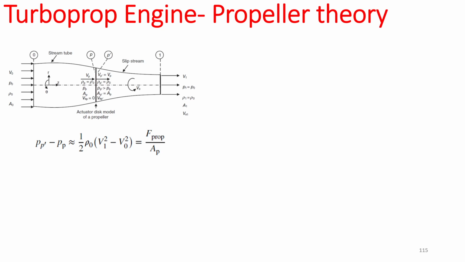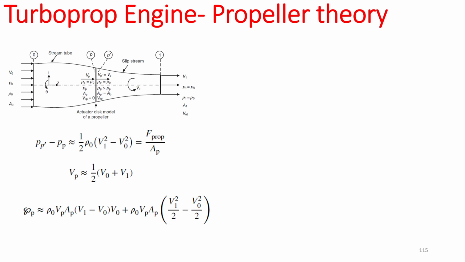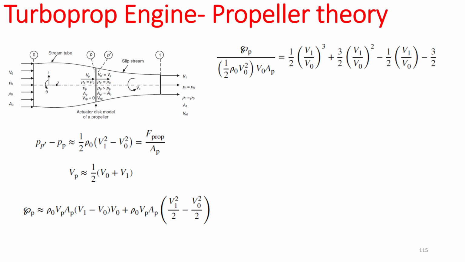We are making one assumption here, that the velocity of the propeller is essentially the average of the two velocities at station 0 and station 1. To make our life simpler, you can plug this equation in for the thrust power, and this is what you are going to get for the shaft power. You can play with this a little bit to get to this equation.